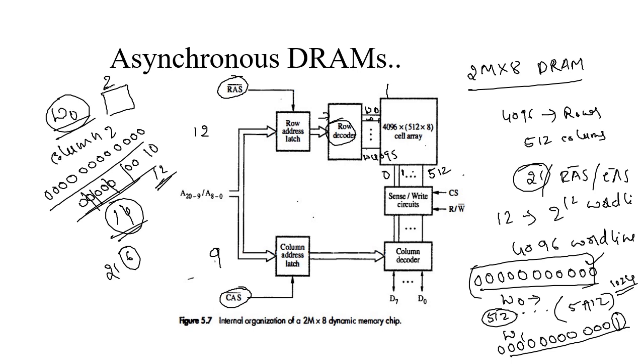So here the sense and write circuits will have the chip select and read and write control signals. Read and write are control signals generated by the processor that indicate whether the dynamic RAM has to receive the data or transfer the data. This is how a 2 mega into 8 bit DRAM cell works.